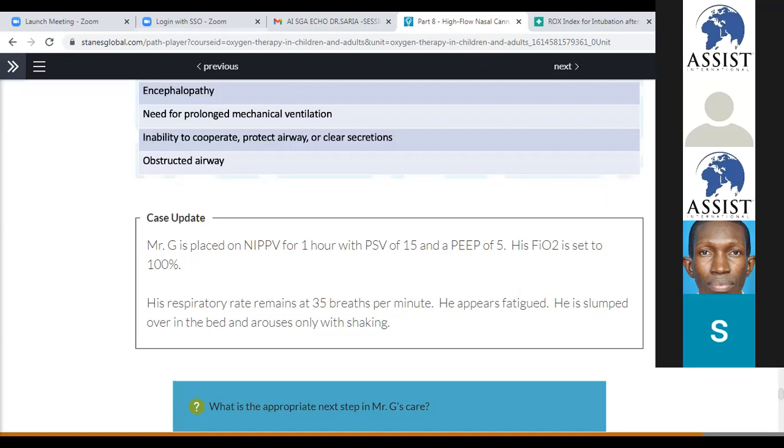breaths per minute. He appears to be very fatigued, and he's slumped over the bed and arouses only with shaking. That means it is even difficult to arouse him. Totally does not understand anything which is happening around him. So can we scroll up a little bit, Kevin?